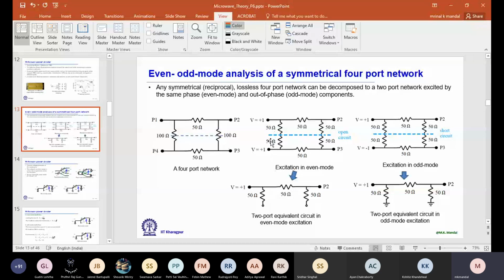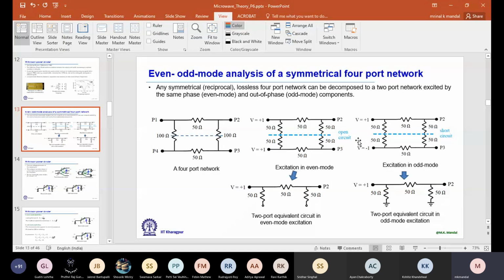Since both are the same voltage, we can put one open circuit here. This is the plane where we can put an open circuit. We don't have any current crossing this plane, right? Then we can put an open circuit plane here, as we did for the microstrip coupled line case.